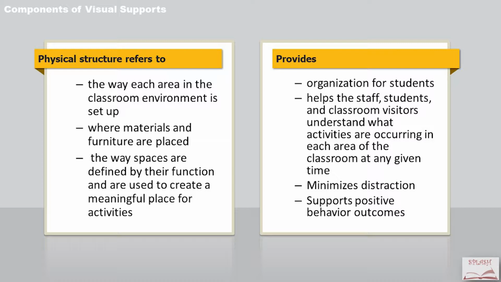Furniture and materials are used to provide boundaries and help to define what activities will take place in each area. Physical structure also provides increased organization for students and helps everyone to understand what activities are occurring in each area of the classroom at any given time. A well-designed classroom environment also helps to minimize distractions and support positive behavior outcomes for students.